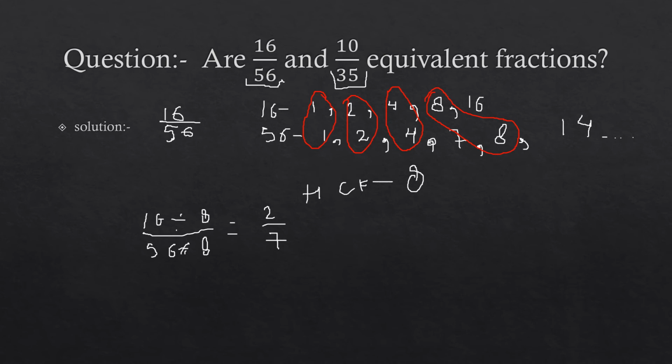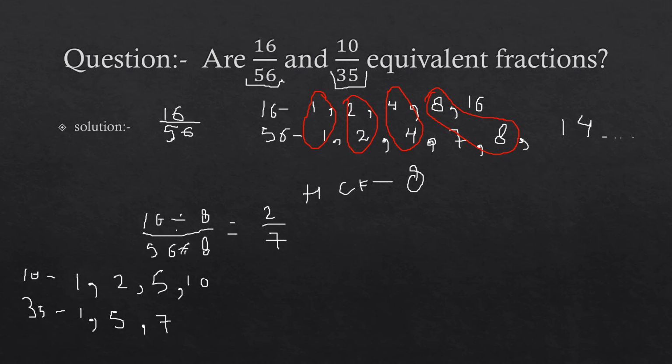Now this procedure will be applied to 10 by 35 again. We will write the factors for 10 and the factors for 35. For 10 we have 1, 2, 5, and 10 itself. And for 35 we have 1, 2 is not a factor, 3 is not, 4 is not, 5 is, 6 is not, and 7 is a factor of 35.